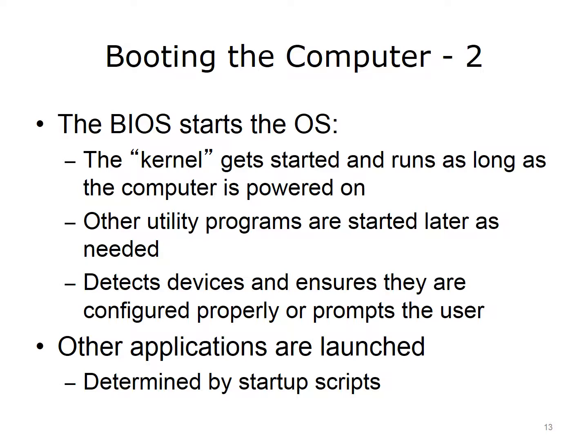Next, other parts of the OS, such as utility programs, are started as needed. The OS then checks to see what devices are connected to the computer and whether they are configured properly. If something is not configured properly, the OS will try to reinstall the driver if it can. If it is unsuccessful, it generates error messages or pop-up windows, prompting the user to locate and install the device driver. Other applications are then launched according to startup scripts defined by the user.